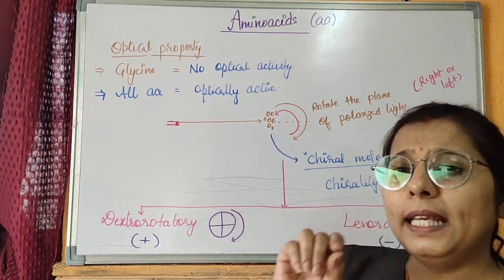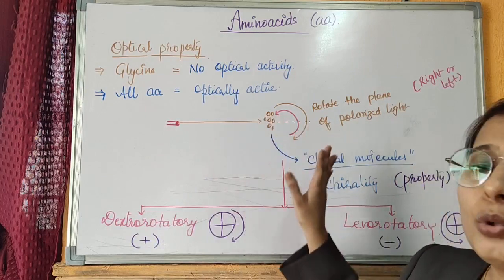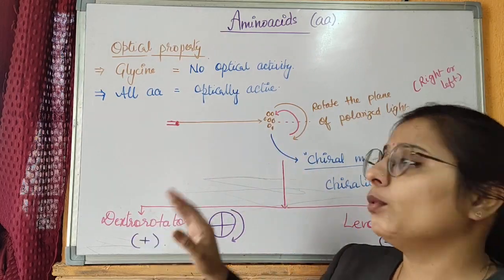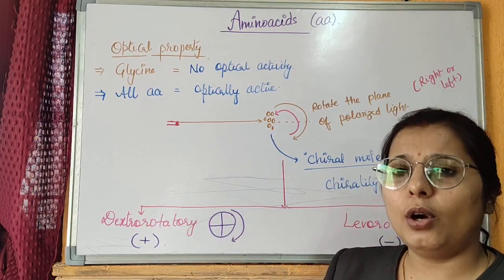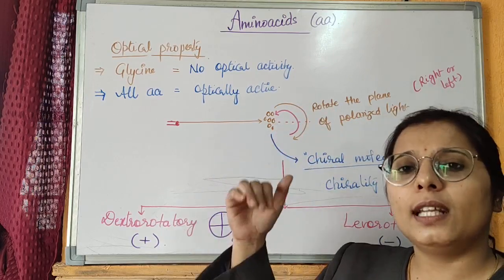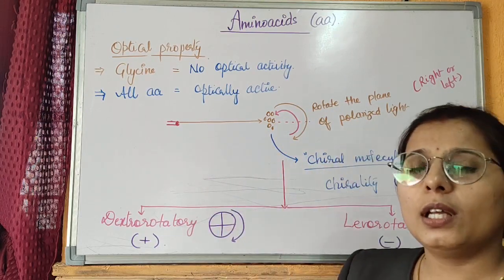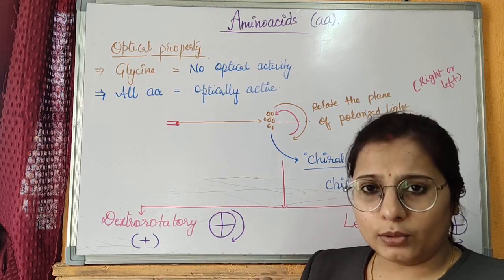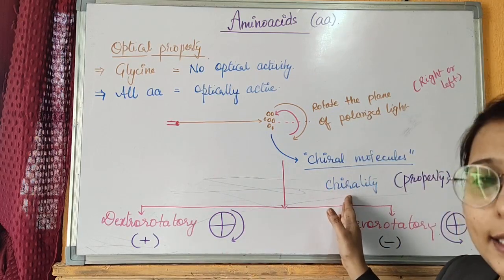focused by plane polarized light from a laser beam, can rotate the plane of polarized light in the clockwise direction, or the right direction, or in the anti-clockwise direction, or the left direction. It is called a chiral molecule or optically active compound. The property of that molecule is called chirality.